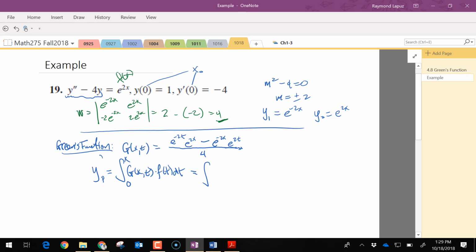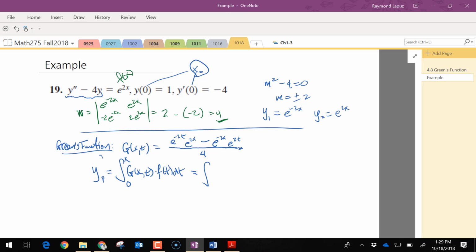Because the lower bound is 0, that's the x naught, the initial condition. And the upper limit is going to be x. That's the variable that we want to get at the end. And that's the whole reason why we introduced this dummy variable t, because we don't want to integrate with respect to x and then evaluate it at x. That's confusing. So we integrate with respect to t and then put in x.